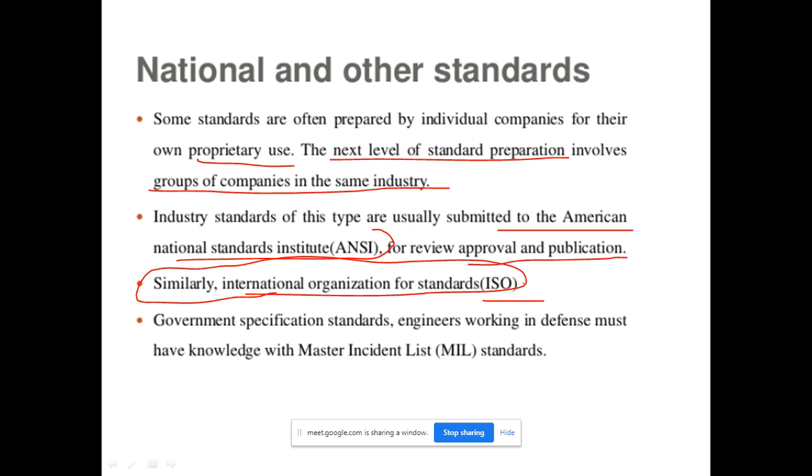Next is the ISO, the International Organization for Standardization, which is the international code. If any particular product is manufactured or designed with respect to this code, it should be accepted globally, because it is the international standard, the standard for international organizations, okay.